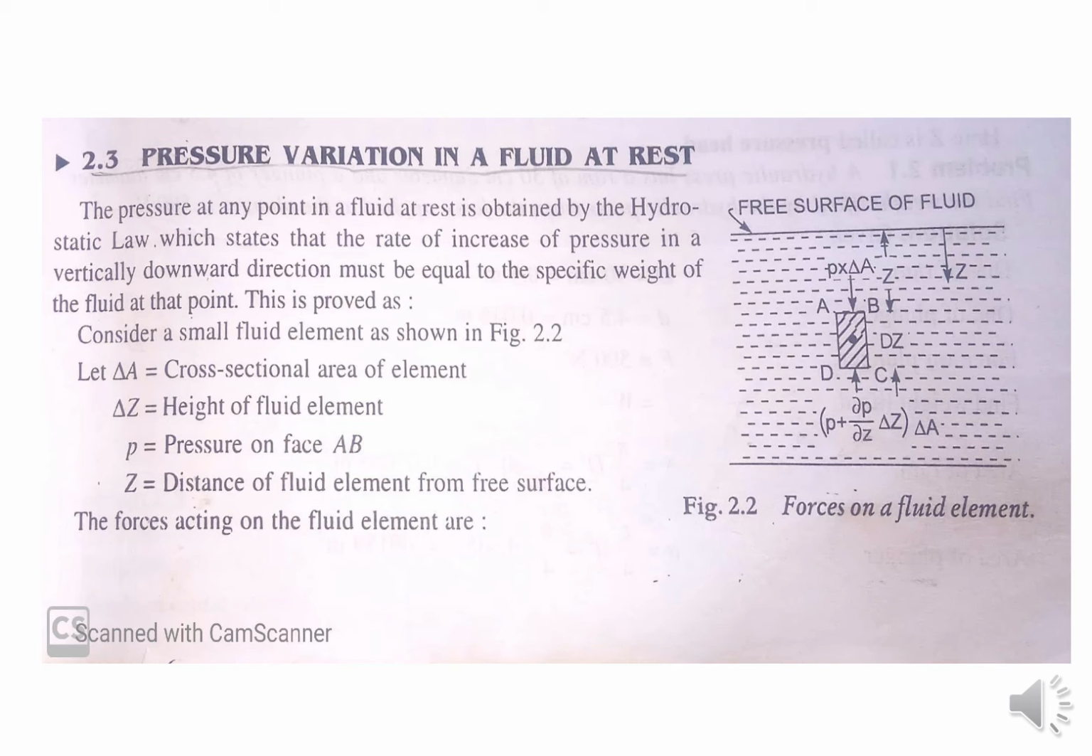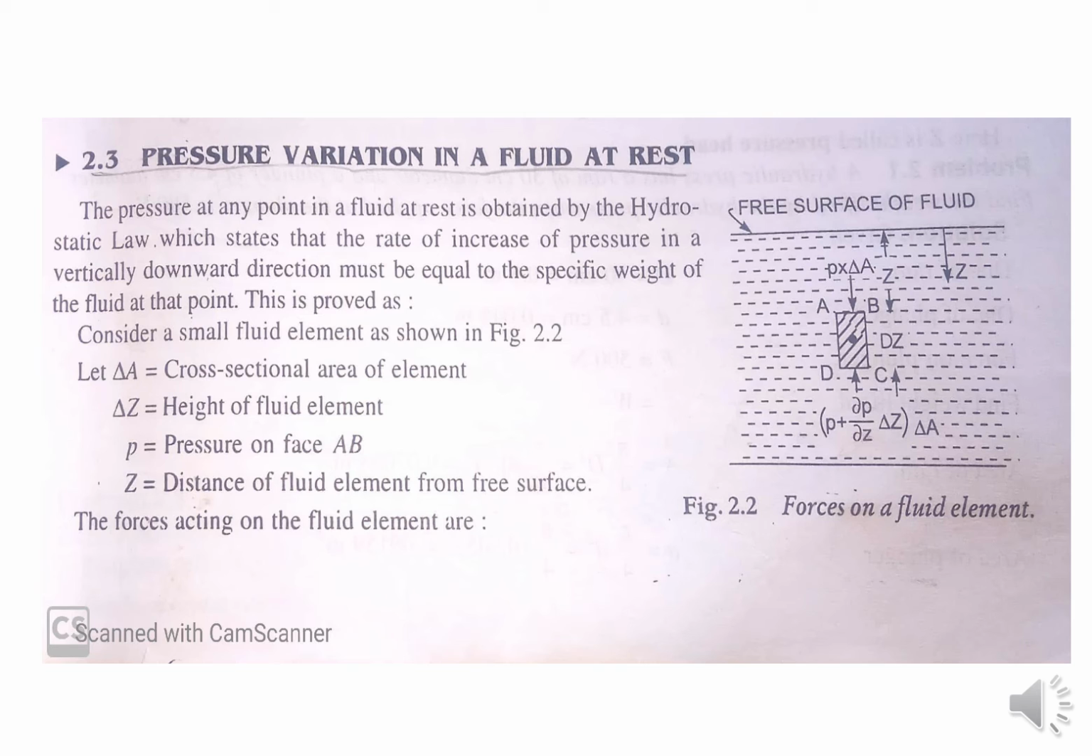Next, pressure variation in a fluid at rest. The pressure at any point: we will consider the free surface of a fluid, and consider one element with a, b, c, d as dimensions, and dz is its height. As z is the height of the liquid and dz is the height of that element, px is acting on the surface of ab.